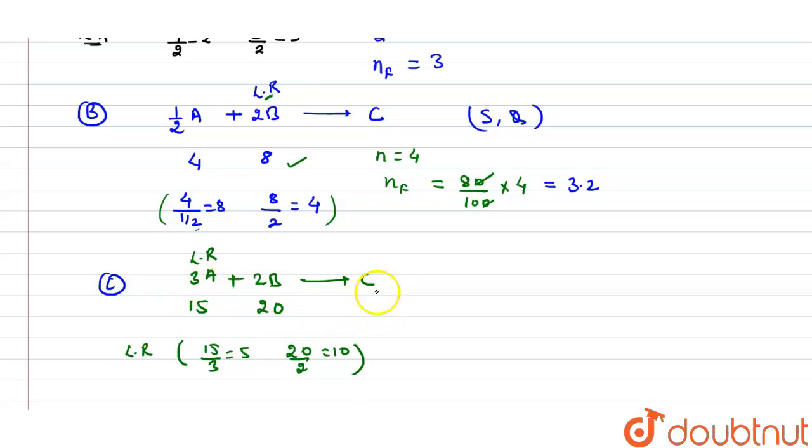As we can see, the coefficient is 1/3, so 1/3 of this value, basically we can say 5 moles. We can do the cross multiply as well. 15 multiply 1, so that is 15 divided by 3, so we are getting 5 moles.